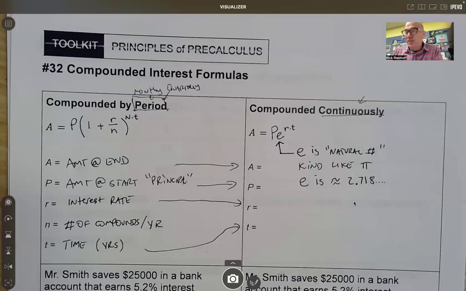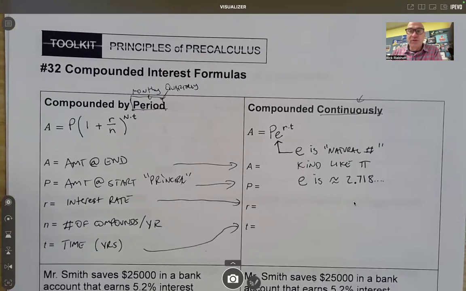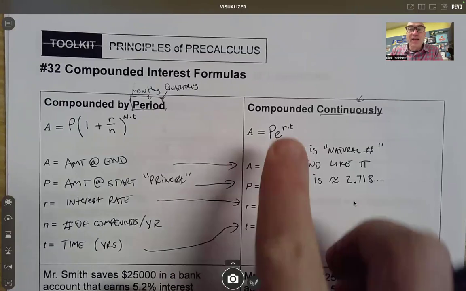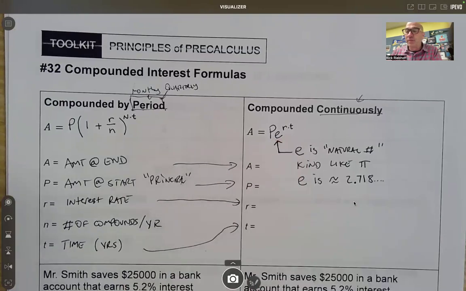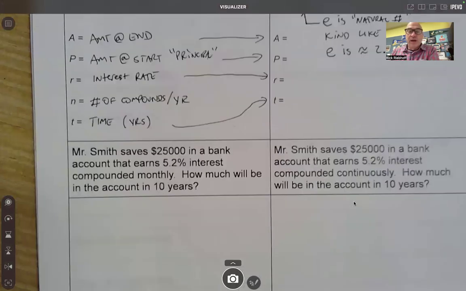Okay, it's probably the most important number in the world right now because it has to do with money in a bank. It has to do with credit card debt. It has to do with if you buy a house and you're paying a monthly mortgage, they use E to calculate it, right? It's one of the most important numbers in the world. All right, so here we go.